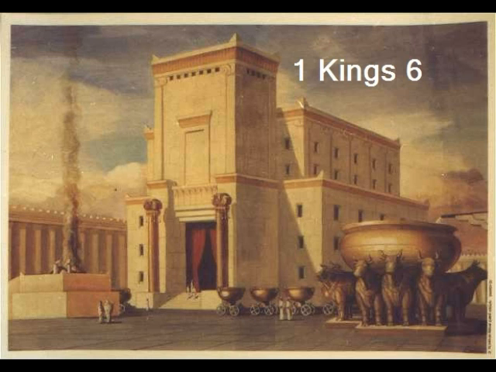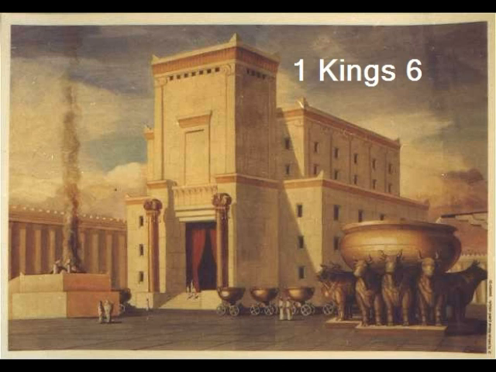He lined its interior walls with cedar boards, paneling them from the floor of the temple to the ceiling, and covered the floor of the temple with planks of juniper. He partitioned off 20 cubits at the rear of the temple with cedar boards from floor to ceiling to form within the temple an inner sanctuary, the most holy place.